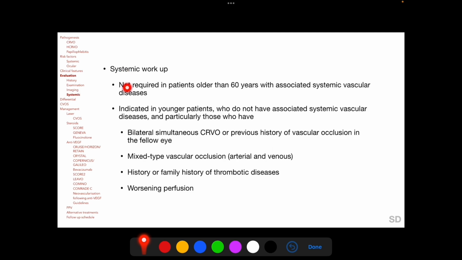Systemic workup is not required in patients older than 60 years of age with associated systemic vascular diseases, and this is important to remember. But systemic workup is indicated in younger patients who do not have associated systemic vascular diseases, particularly patients who have bilateral simultaneous CRVO, previous history of vascular occlusion in the fellow eye, mixed type vascular occlusion involving both arteries and veins, history or family history of thrombotic diseases, and evidence of worsening perfusion over time.